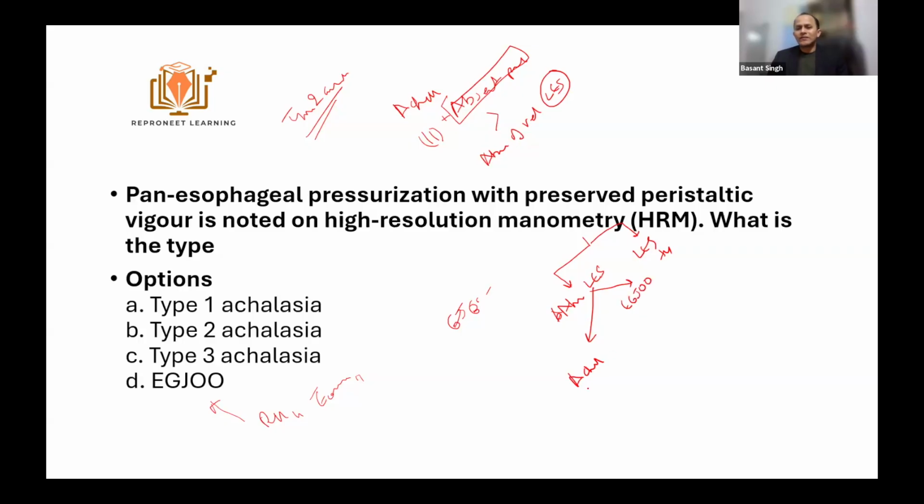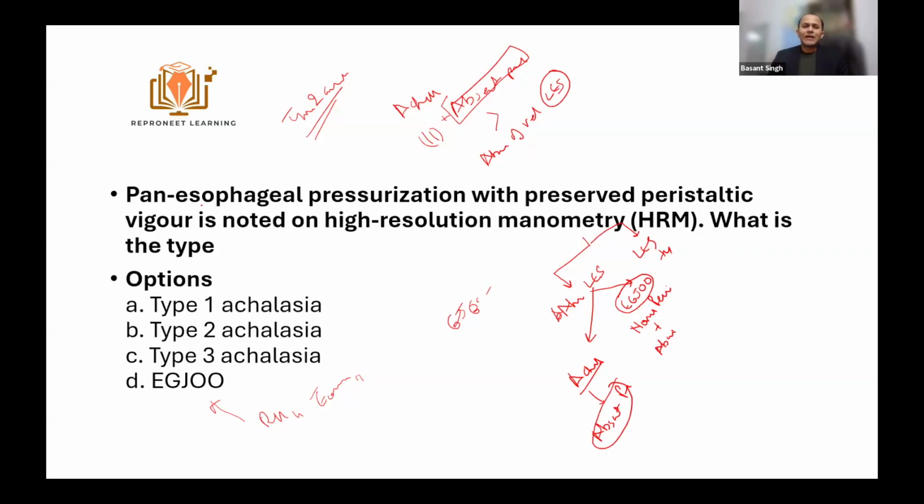Now, how do you differentiate between these two, achalasia and outflow obstruction? Look at the presence of normal peristalsis. These patients will have absent peristalsis, and these patients will have normal peristalsis. If you have a patient with normal peristalsis with absent relaxation, that is esophagogastric junction outflow obstruction. If a patient has absent peristalsis and absent relaxation, then it is achalasia cardia.